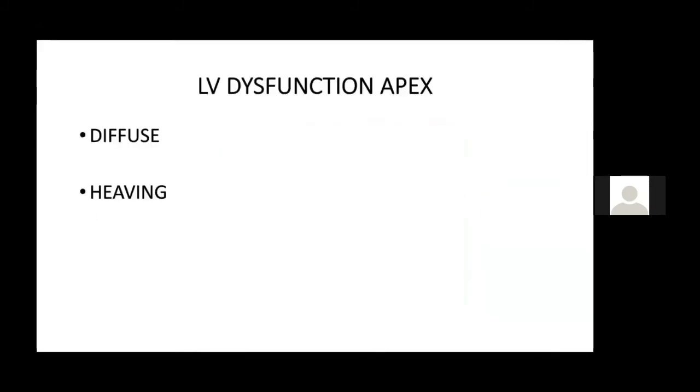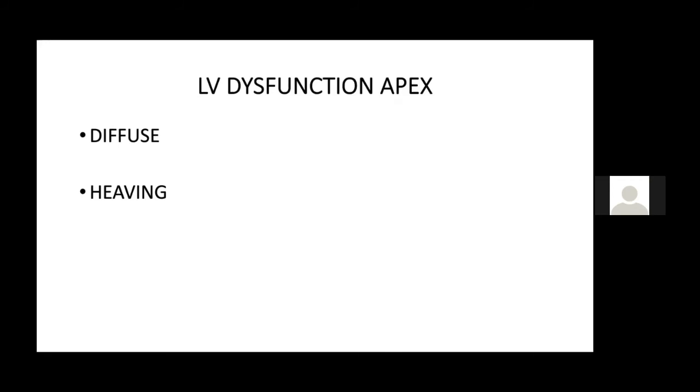Now, suppose a patient has orthopnea or PND, and you have to tell that there is some LV dysfunction. You should look for an apex which is heaving, but it should be diffuse. You should be able to feel the heave, but you should not be able to localize it to one place. So, a diffuse and heaving apex is one of the typical examples of LV dysfunction.